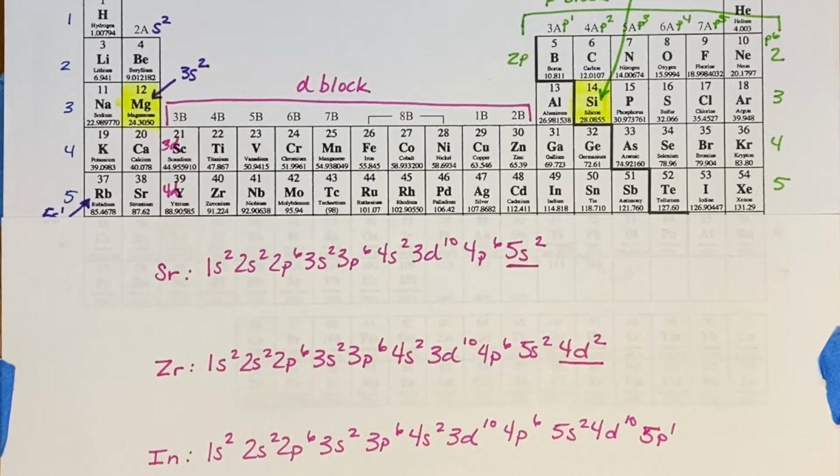Finally, for indium, as we look at indium's electron configuration, it's in the 5th period, it's in the p block, and it's the first element of the p block. So we know that for indium, its highest energy electron is placed in a 5p orbital, and that its electron configuration ends in 5p1.